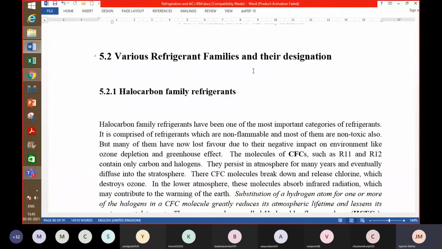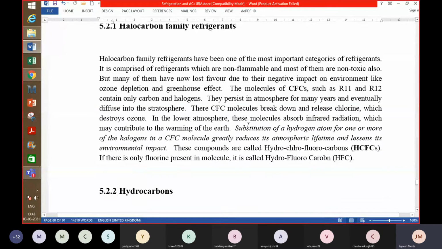The molecules of CFCs such as R11 and R12 contain only carbon and halogens. They persist in the atmosphere for many years and eventually diffuse into the stratosphere. These CFC molecules break down and release chlorine, which destroys ozone. In the lower atmosphere, these molecules absorb infrared radiation, which may contribute to the warming of the Earth. So that's what is global warming or the greenhouse effect.